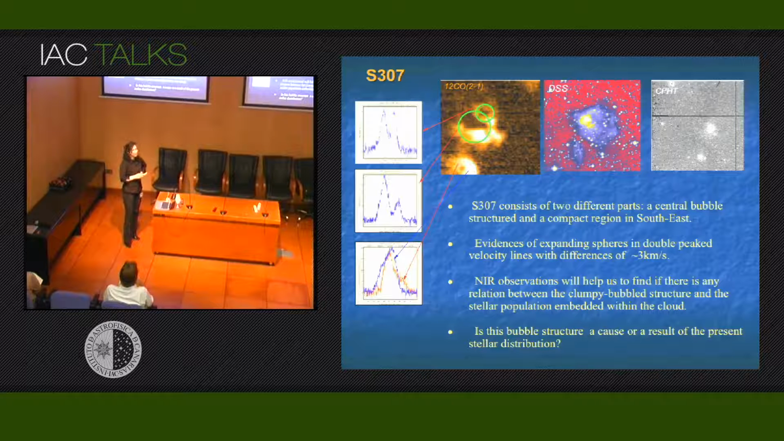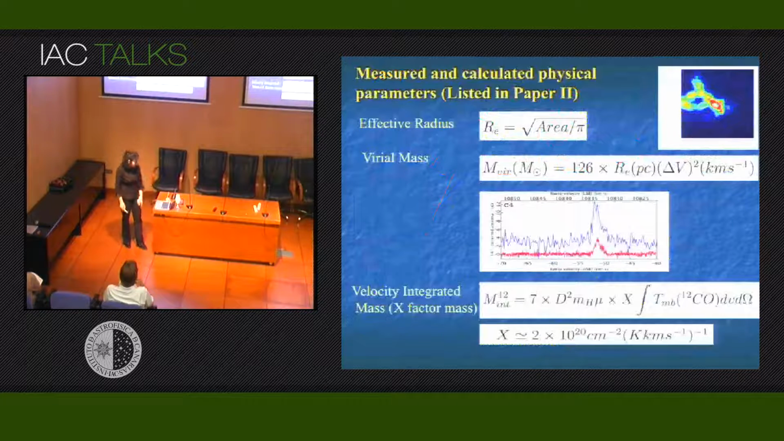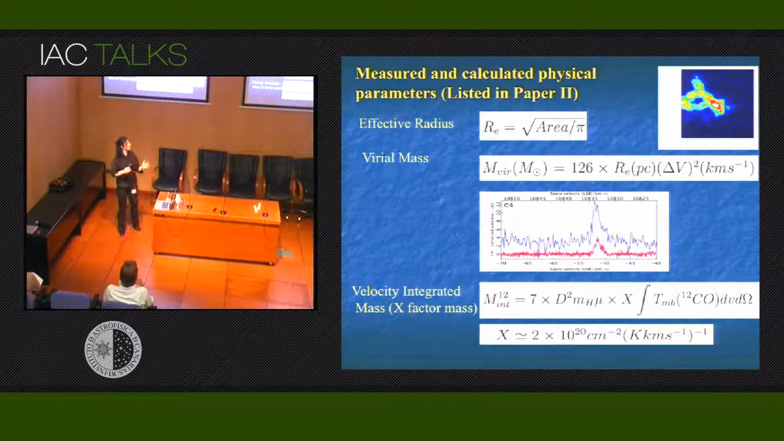It's very usual to define an effective radius instead of the real radius for the clumps, based on the area that is covered by each clump. So we define the effective radius for each clump this way. So we have the size of the clump, and we have the velocity dispersion, which is the line width here.